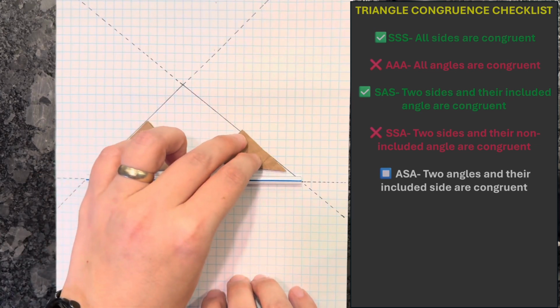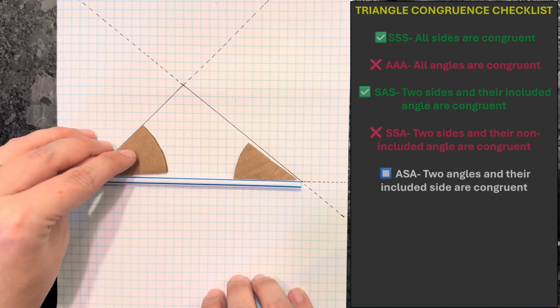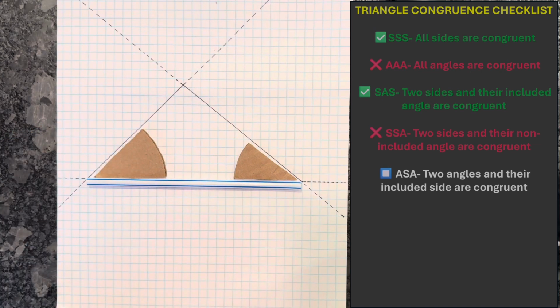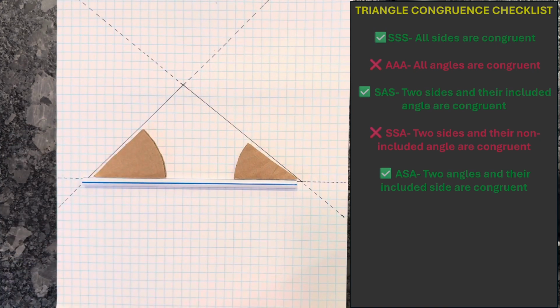Here we're given 2 angles and the included side between them. Since the angles are locked in place, there is only one way to connect the third side. This means the triangle shape is fully determined, ensuring that ASA always guarantees congruence.